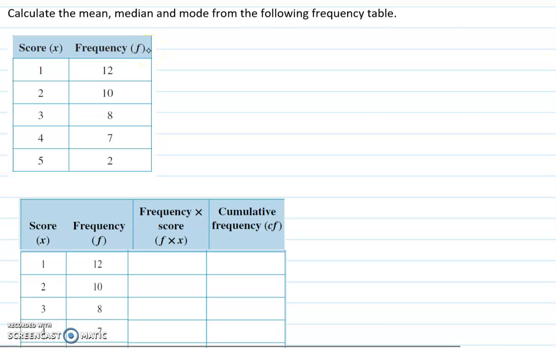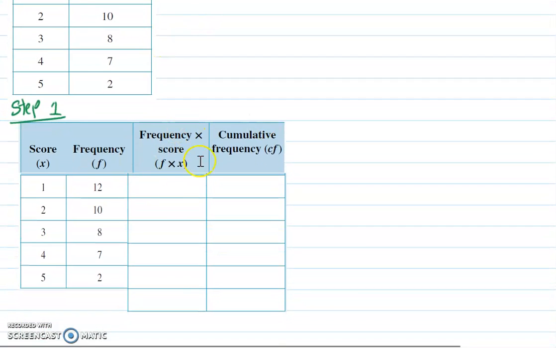Step one, the first thing that you do is to draw your frequency distribution table, which looks like that. You just transfer your score and your frequency, and you add another column for the frequency score, which is basically the multiplication of your score and your frequency, so x times f, and another column for cumulative frequency, which is accumulatively, as you go, you keep adding the frequency to that. Okay, so let's do this quickly.